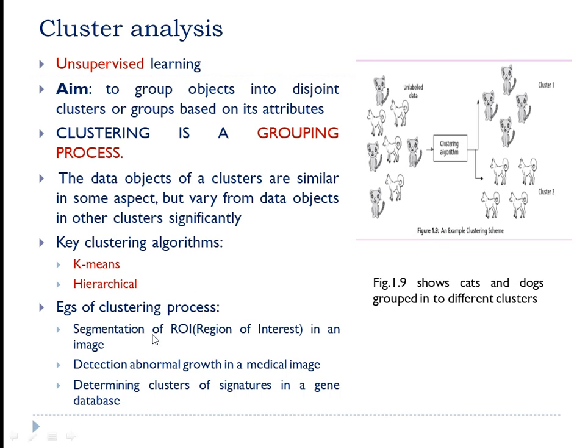We will see all this. These are some of the examples. Detection of abnormal growth in a medical image: if you want to detect abnormal growth in a medical image, you can go for a clustering process. If you want to determine clusters of signatures in a gene database, you can go for a clustering process, unsupervised algorithms.